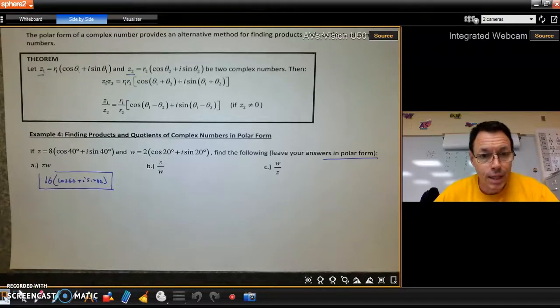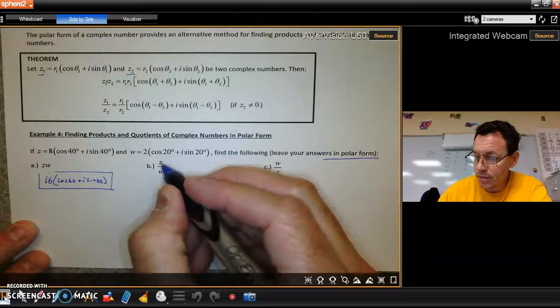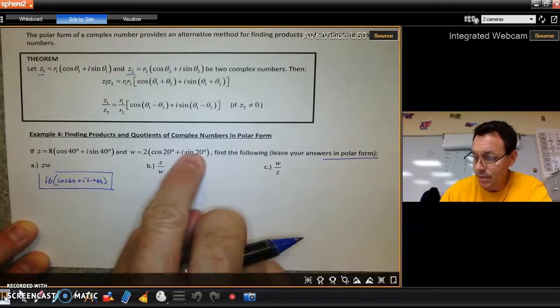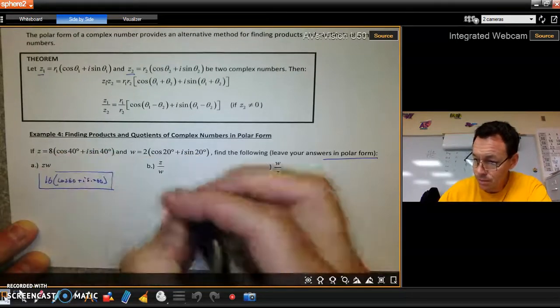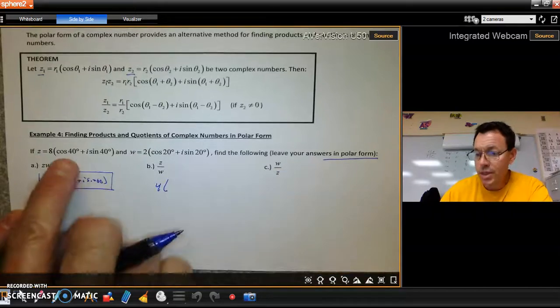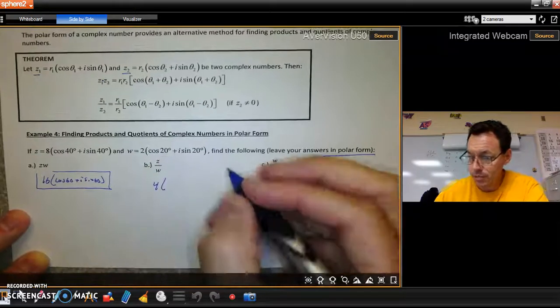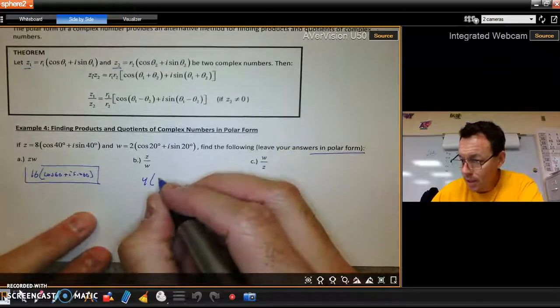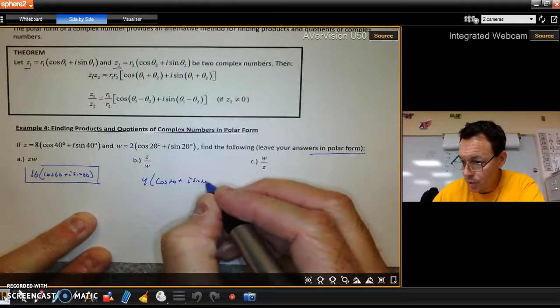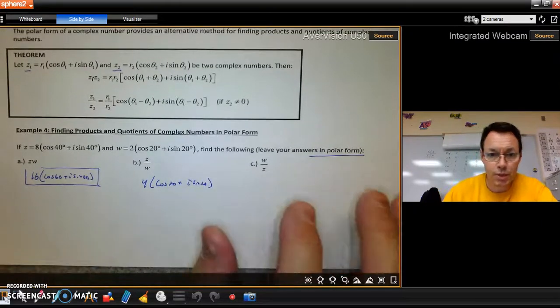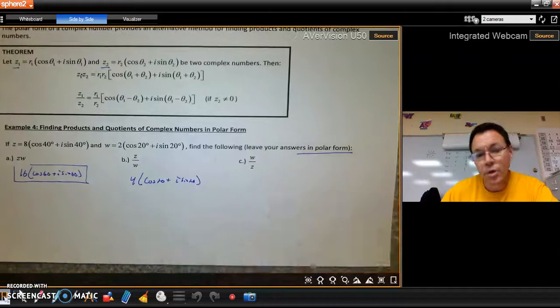Okay? Z over W. Okay, so we're dividing. We're dividing this by this. So we are going to divide 8 by 2. That's 4. We're going to subtract 40 and 20. So that's 20. And we're going to get the cosine of 20 plus I sine 20. Super easy. Okay? What about the other direction?